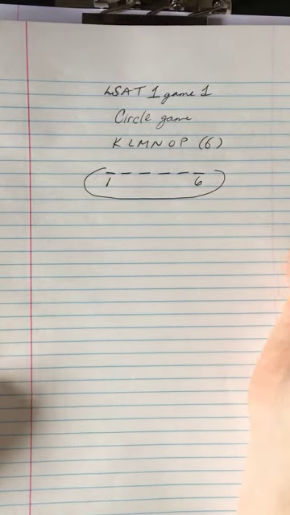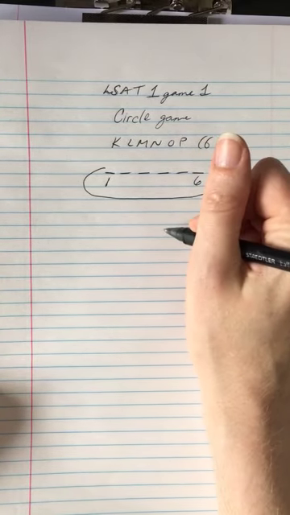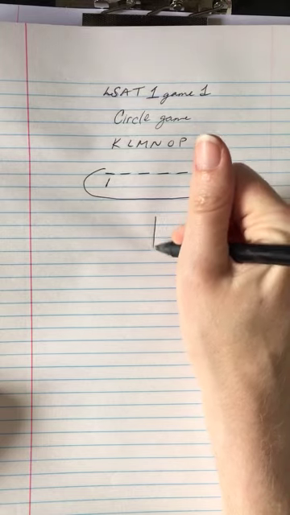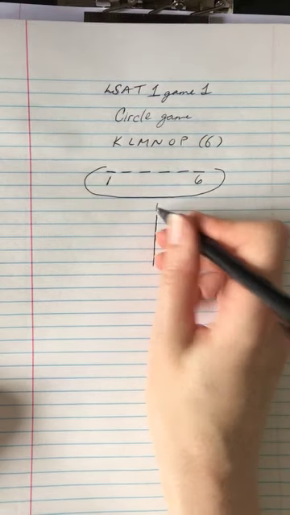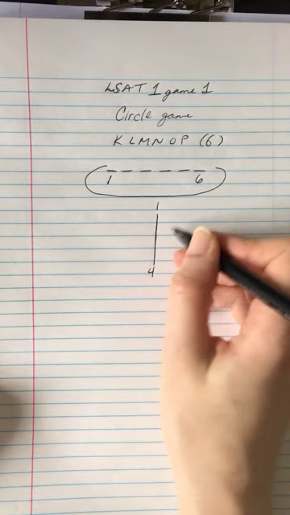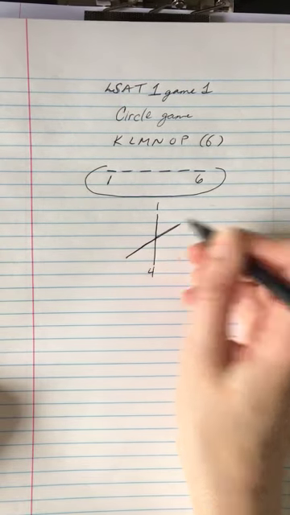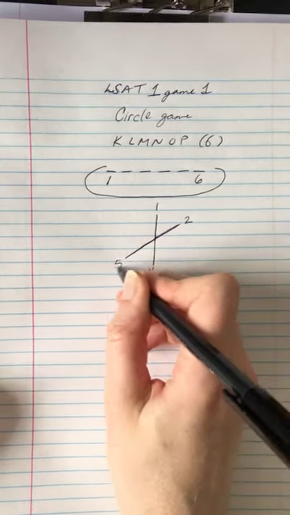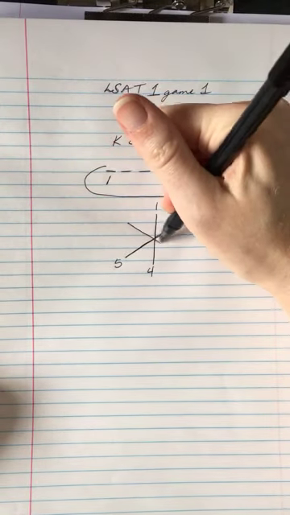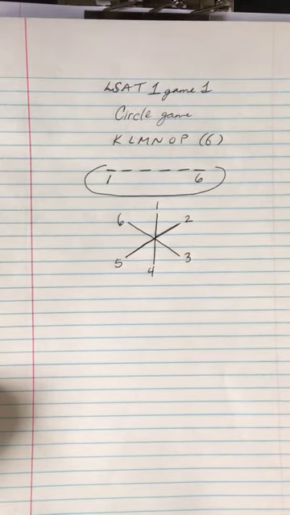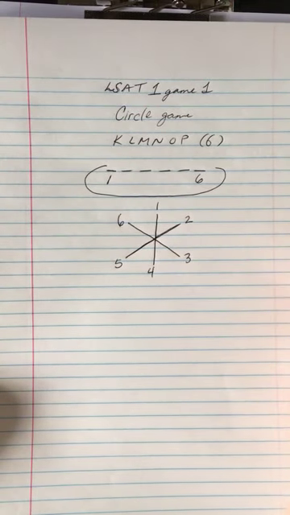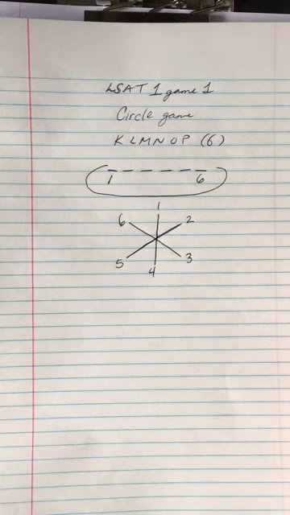You can also create sort of a little star. So here we would have 1 and 4. Okay. And then it's 2 and 5. And 3 and 6. So this is something that you can do when you have an even number of spots.